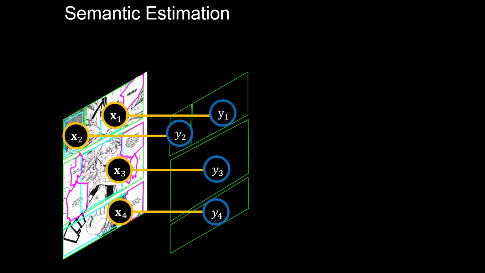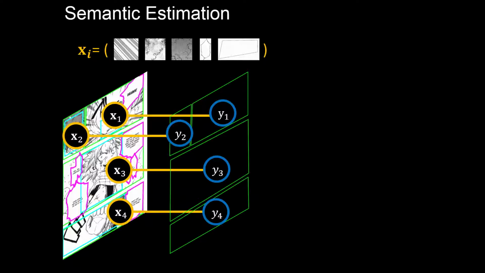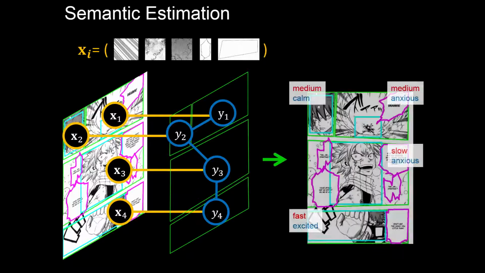The inputs are a set of low-level features, which are based on motion lines, background textures and intensity, and balloon and panel shape. The model accounts for interactions between neighboring panels by connecting consecutive nodes. Given the inputs, the semantics are inferred using the probabilistic model.